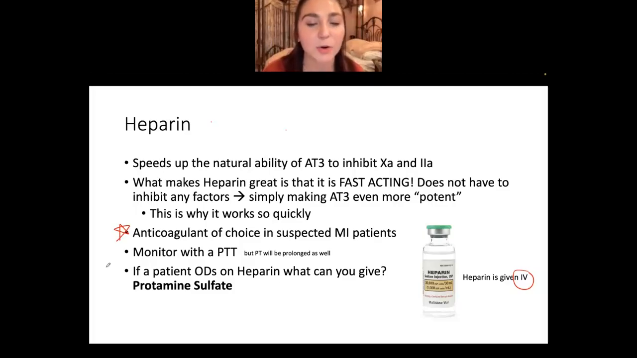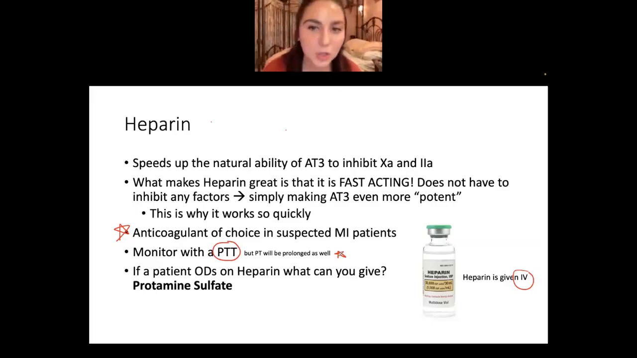This is the anticoagulant of choice. If you think a patient's having a myocardial infarction, a heart attack, they'll literally put them on heparin because it works so fast. They'll also do aspirin and stuff, but heparin is the anticoagulant of choice, nothing to do with platelets, not the antiplatelet. It's always going to be heparin for a patient with a suspected heart attack. You monitor with a PTT. Like I said, warfarin gets the PT, heparin gets the PTT. But it's the same as with warfarin.